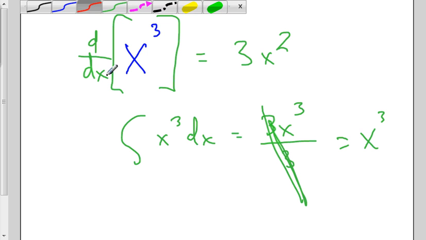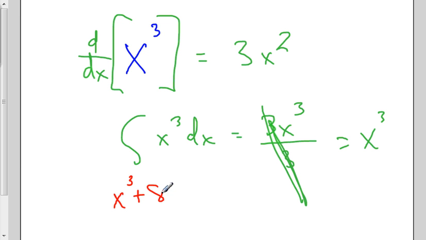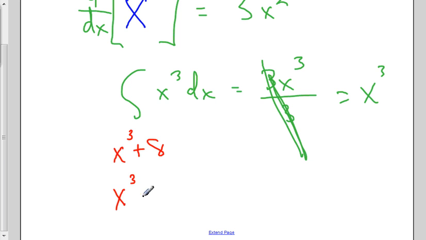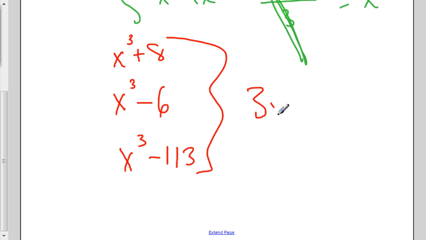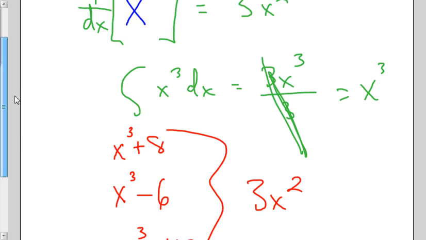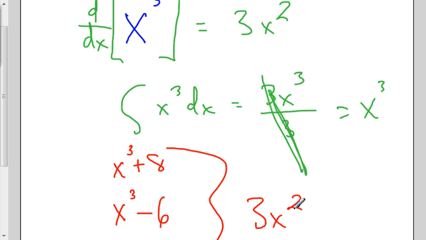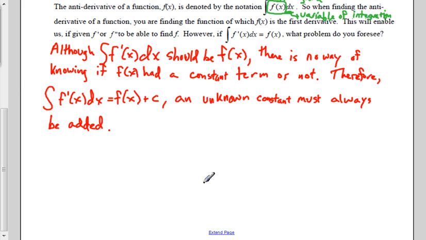The only problem is, what is the derivative of x cubed plus 8? What is the derivative of x cubed minus 6? What is the derivative of x cubed minus 113? We'll notice all of these have a derivative of 3x squared. So when I go backwards, there's no way to tell that there was this constant. So what do we do? We now know that although the integral of f prime of x dx should be f of x, there's no way of knowing if the original function had a constant term or not. Therefore, the integral of f prime of x dx is equal to f of x plus c.